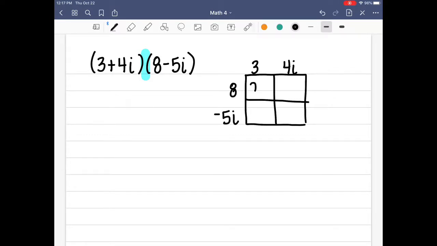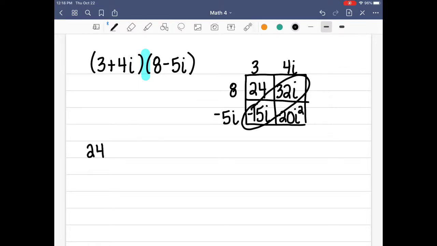So I have 8 times 3, that's going to give me 24. And then I have 8 times 4i, which gives me 32i. And then I'm going to multiply here with my 3 and -5i. So that's going to give me -15i. And then I have -5i and 4i. So we're going to multiply the -5 and 4 to give me -20, but i times i is going to give me i squared. So just like if we were multiplying any other type of polynomial, we would combine our like terms. So I have 32i minus 15i, and that's going to give me 17i.